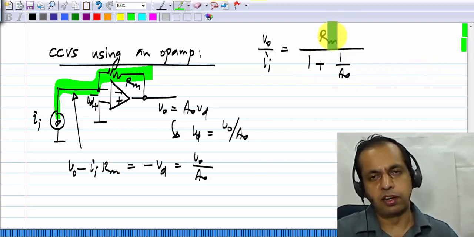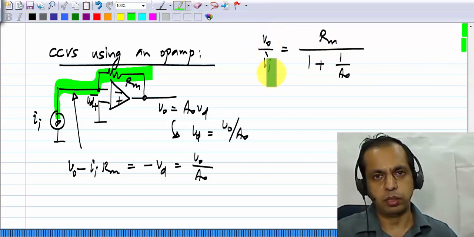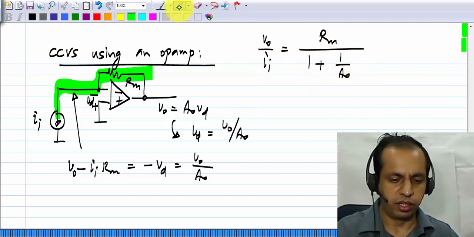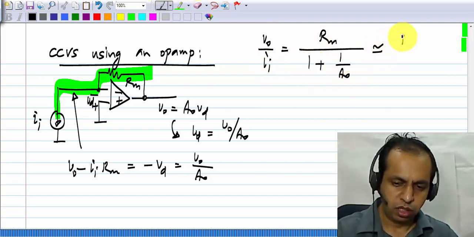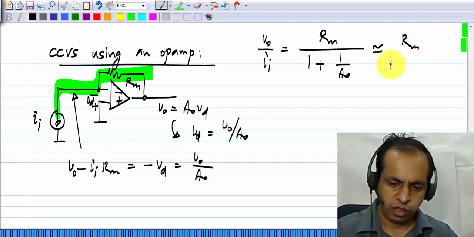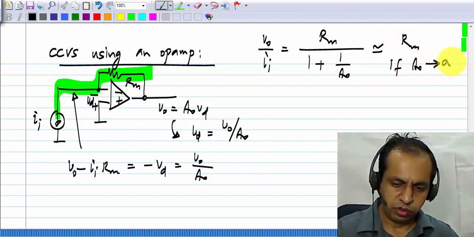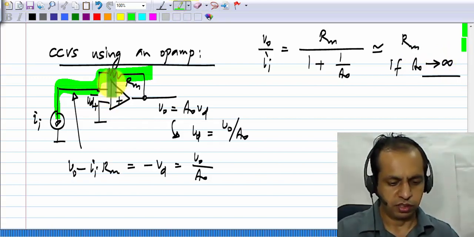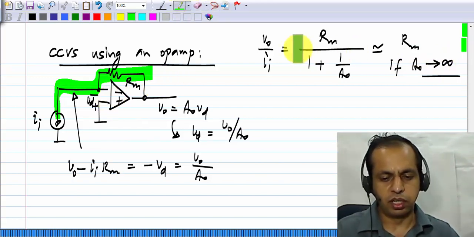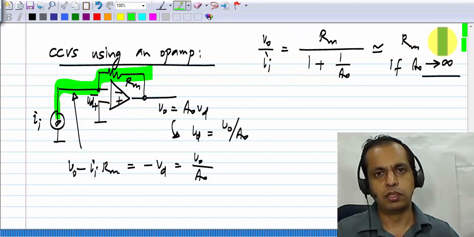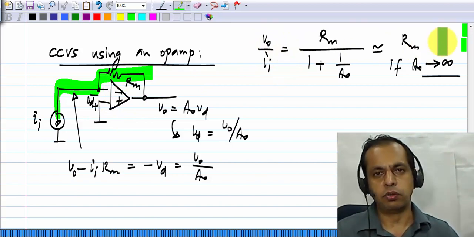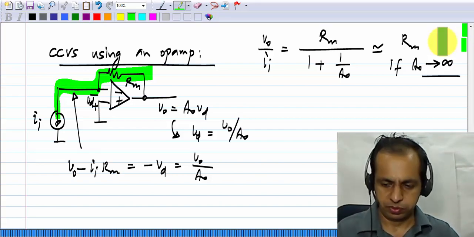Now this is the desired ratio between the output voltage and the input current, and we have something extra in the denominator, but the denominator reduces to unity, and this ratio goes to Rm if A0 tends to infinity. Okay. If the gain of the op amp is infinite, then we get exactly what we want. So this is the current controlled voltage source using an op amp.